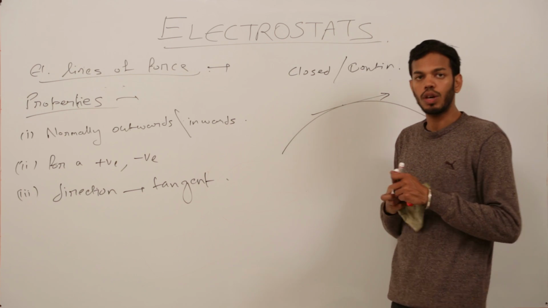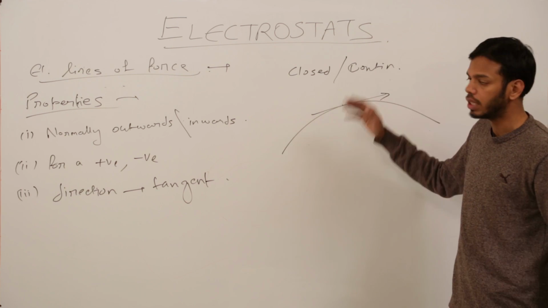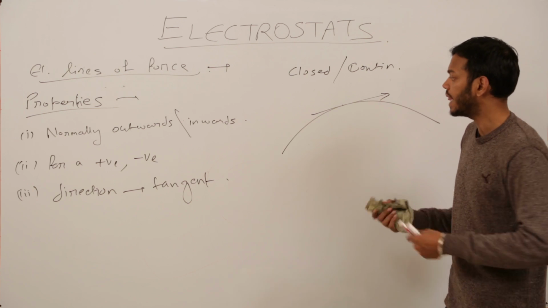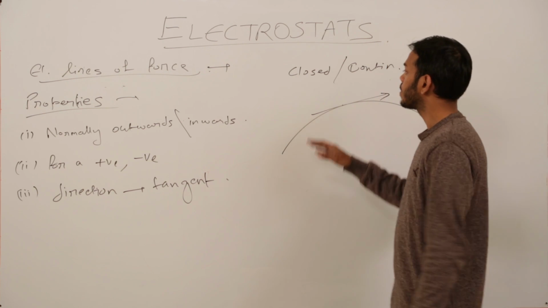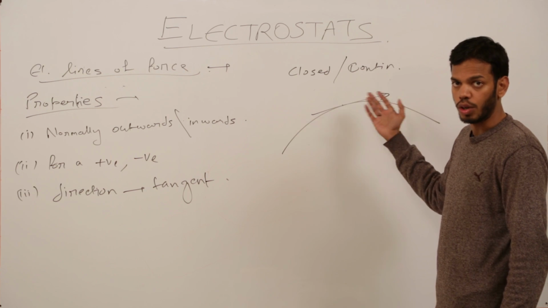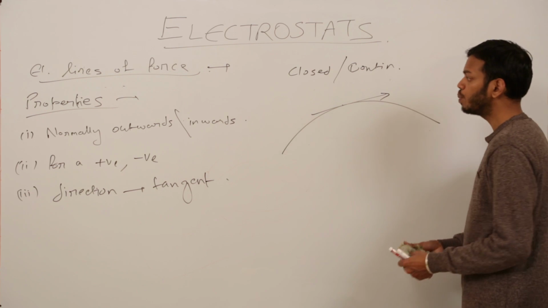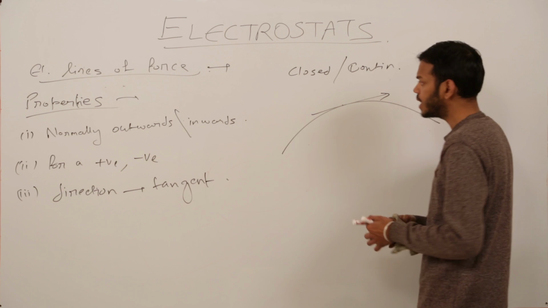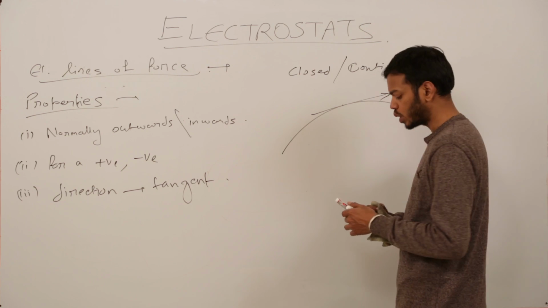Can electric lines of force be discontinuous? Can they vanish at certain points? Or is it mandatory for electric lines of force to be closed paths only, not broken paths? What could be your answer? The answer is simple. No, they are always closed continuous curves.